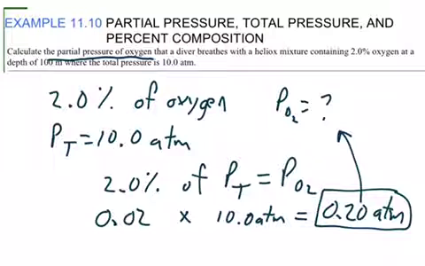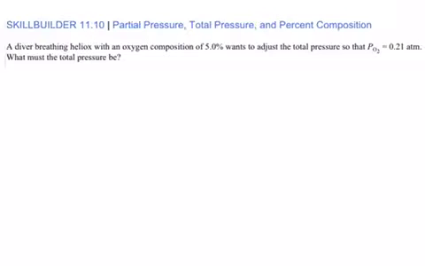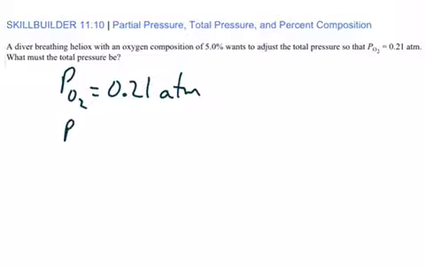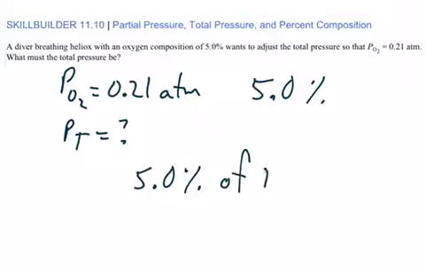Now, here I gave you the total and I was asking you for a partial pressure. Take a look at this next problem. Here, they give you the partial pressure. It's 0.21 atms. What you don't have is the total this time. We know that 0.21 is 5% of some number, some total. So here's how I'm going to set it up. We know that 5% of some number is equal to 0.21, which is the partial pressure of oxygen. We're trying to find the total.